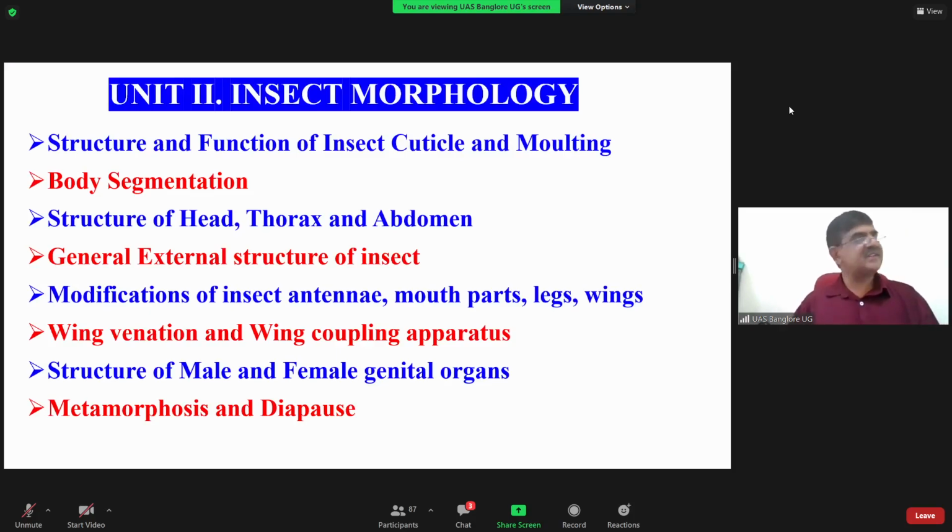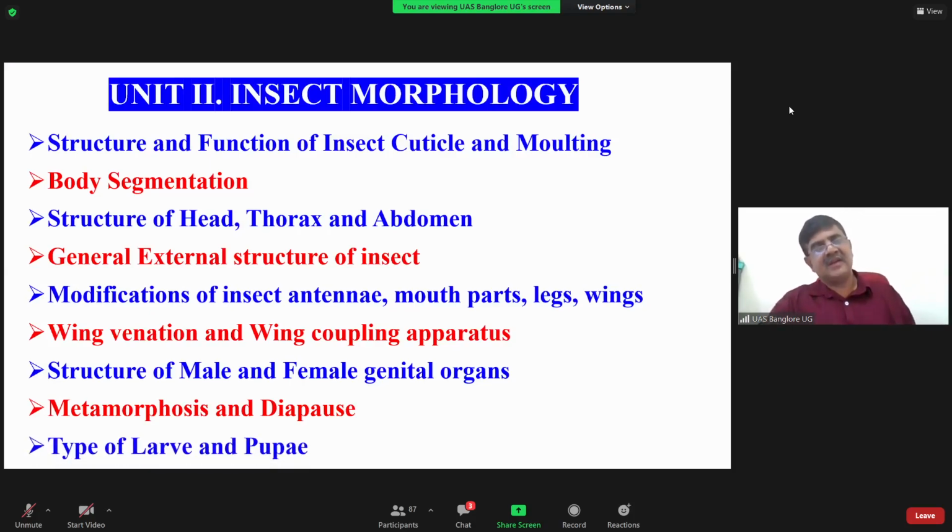And when conditions are unfavorable, insects undergo a process of resting called diapause. So we'll be studying the diapause in insects. And also we'll be studying the different types of larvae and pupa that are present in insects. So this is what we'll be studying under Unit 2, that is insect morphology.